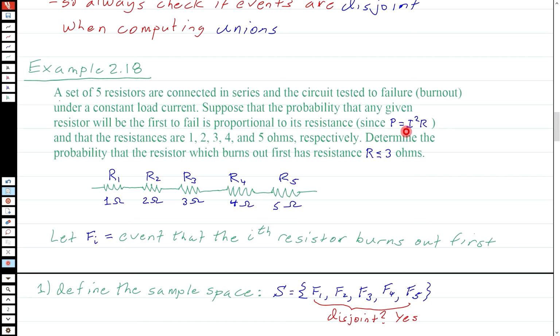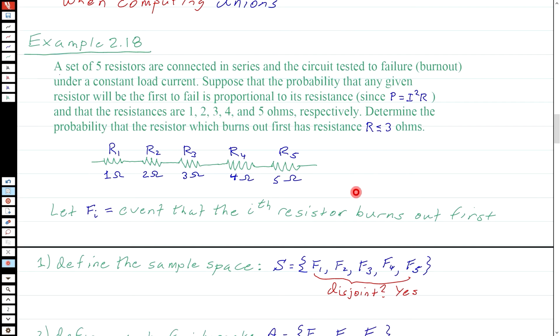So the higher the resistance, the more power it consumes. And the resistances, let's suppose, are 1, 2, 3, 4, and 5 ohms respectively. Let's determine the probability that the resistor which burns out first has resistance R less than or equal to 3 ohms. So here's our picture. We've got 5 resistors in series. First one has 1 ohm, 2 ohms, 3 ohms, 4 ohms, 5 ohms. They don't actually have to be arranged that way. The answer will be the same no matter how you arrange them.